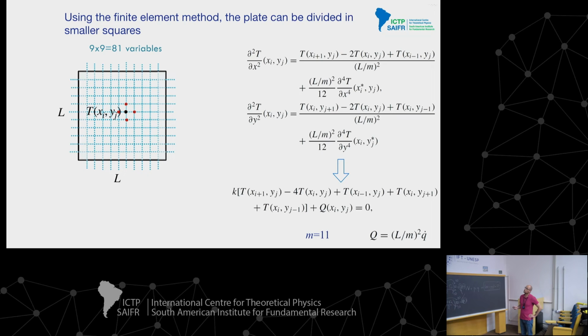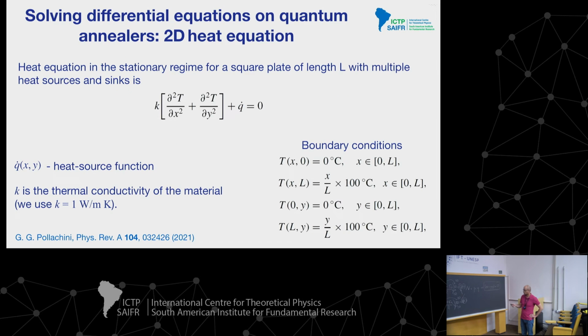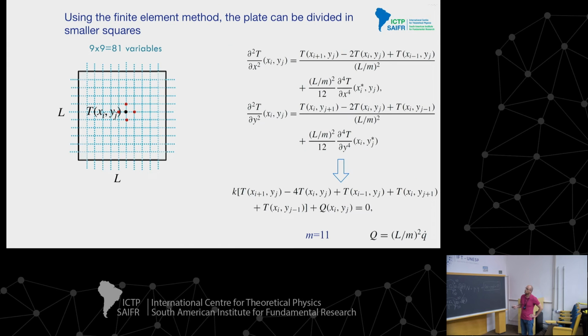So we decide to approach this problem and we divide this plate to implement in the D-Wave computers. We choose M, the division number here, 11. So we have 81 variables to find, 81 different values of temperature to find. Observe that in the boundary here, the values of the temperature are already defined. So for that reason, you have to know here 9 variables, here 9 variables, at most 81 variables.